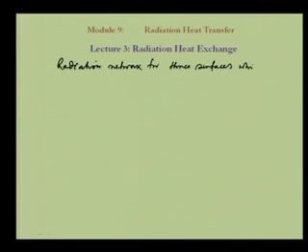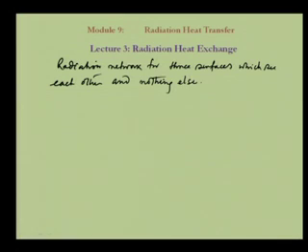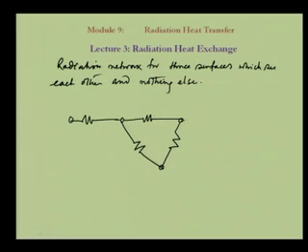So, three surfaces which see each other and nothing else. This is very important. If it sees something else, then the other surface also has to be taken into consideration. So this is not the case. Because it is a three surface case, it can be written as a triangular diagram, and we can see that these are the resistances. Fine. We write the three surfaces as 1, 2 and 3.